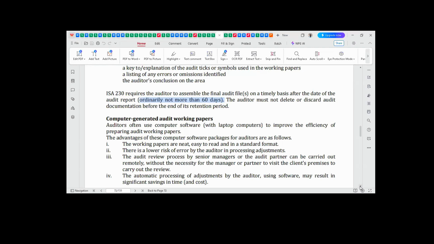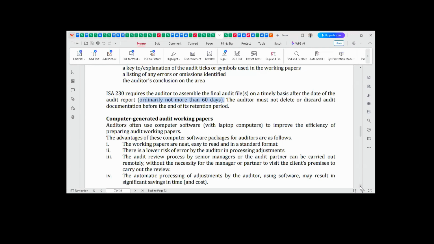Then also, there is a lower risk of errors by the auditor, because now everything has artificial intelligence enabled audit software. The software that we are using now, most of them are artificial intelligence enabled. So they are smarter. So the risks of errors are reduced.